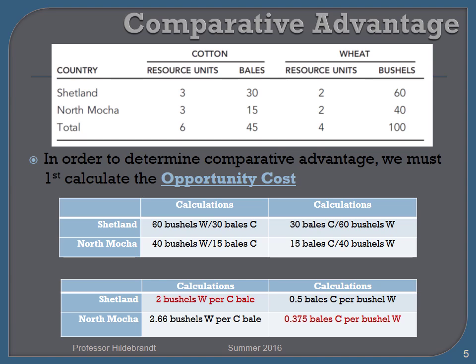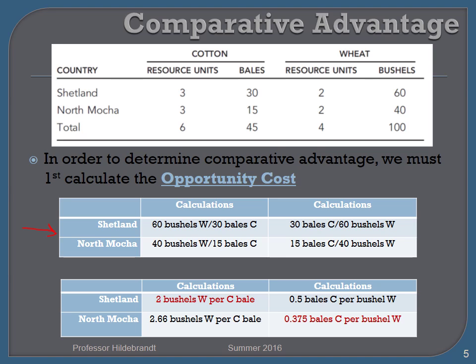So to help us look at this, I pulled in the same chart from the previous slide, so you can see what the two countries are able to produce when they work independently. Now here, we're going to start working on calculating that idea of opportunity cost. And again, what are you giving up? Well, to gain wheat, you give up cotton.